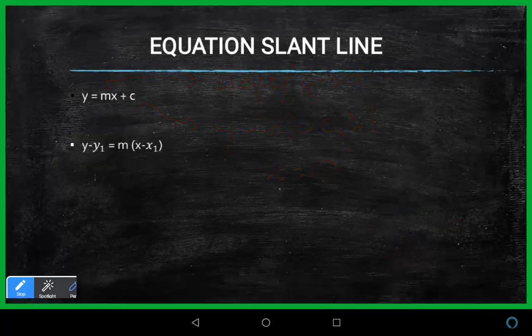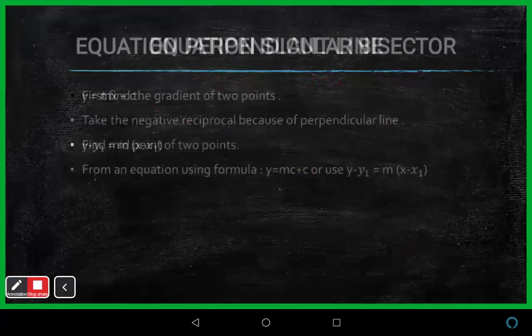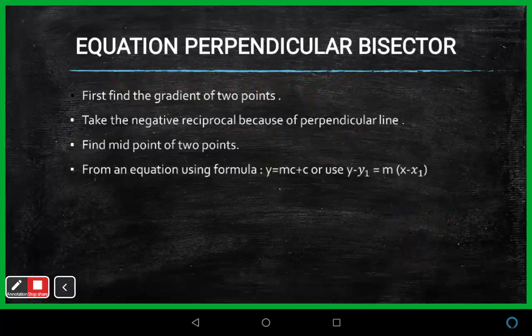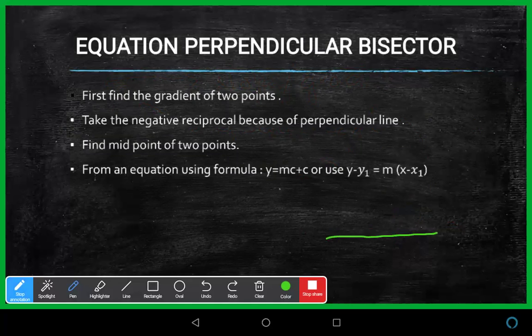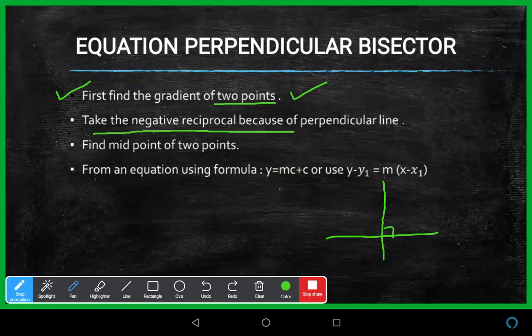So now moving to the next topic: the equation of a perpendicular bisector. When lines intersect perpendicularly, how can we solve this type of question? We need to understand. We will see this type of question in past papers in the coming slides. We need to find the equation of the perpendicular bisector. So in this question, we need to find the gradient first, then take the negative reciprocal because of the perpendicular line.